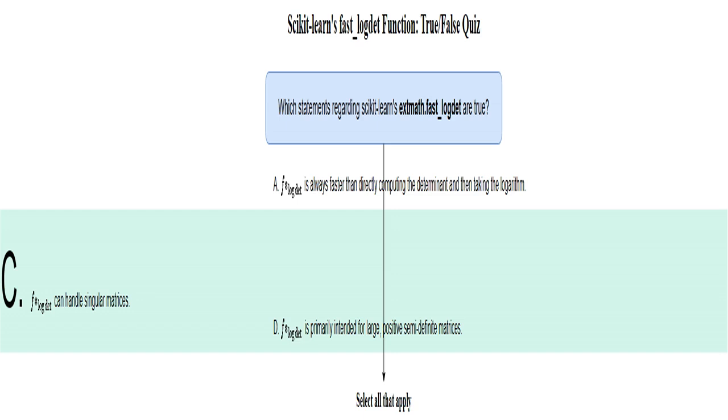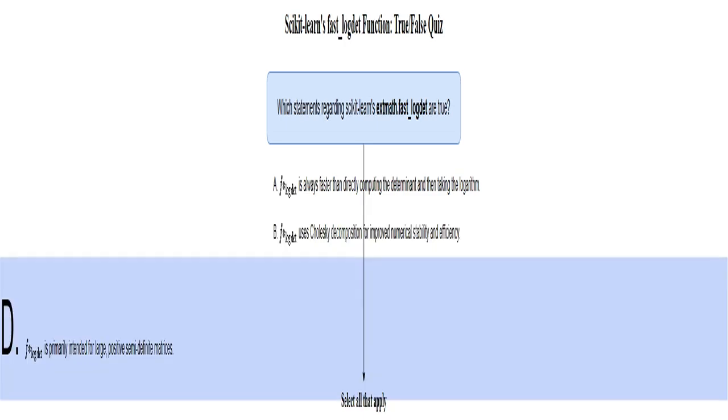This is true. Cholesky decomposition, the backbone of fast_logdet, works particularly well with positive semi-definite matrices where all eigenvalues are non-negative. Large matrices of this type are common in machine learning, especially in covariance calculations. So, the function is tailored to this scenario to leverage the efficiency of Cholesky decomposition, giving both speed and numerical stability.